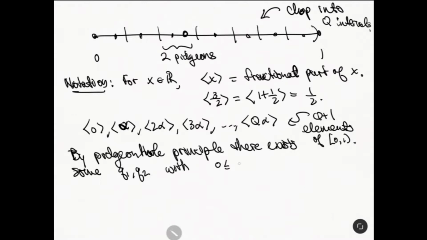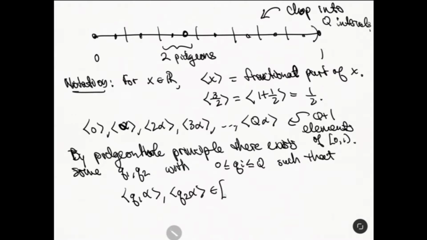So 0 is less than or equal to qi is less than or equal to q, and these are distinct, such that q1 alpha and q2 alpha are in the interval s over q to s plus 1 over q, where this is all in the numerator, for some s.